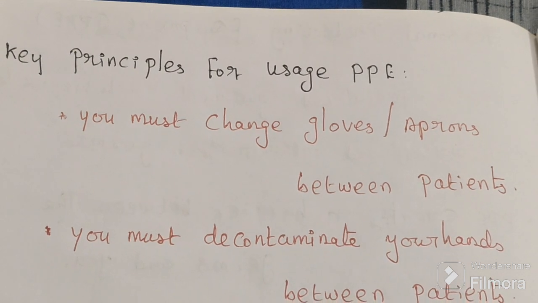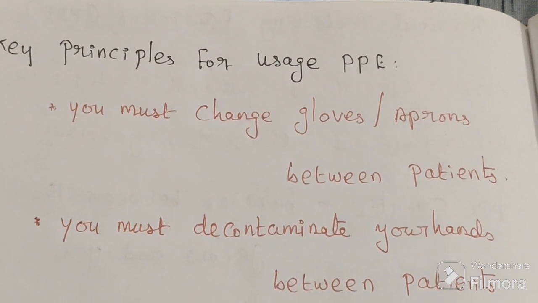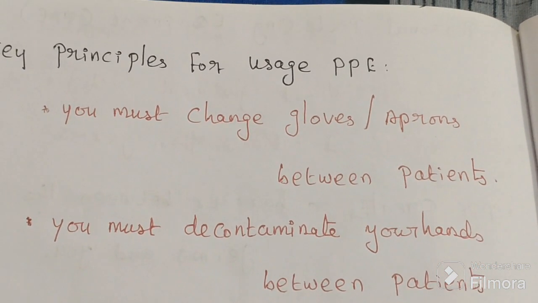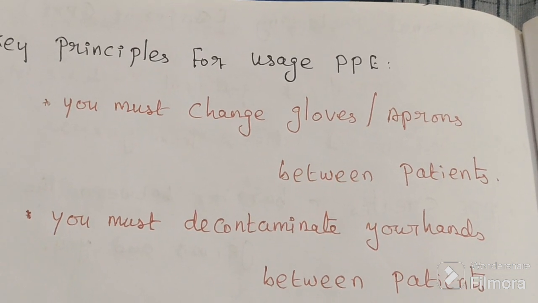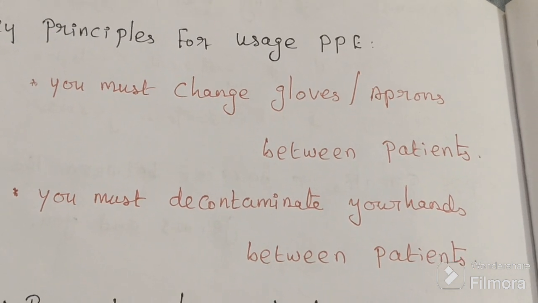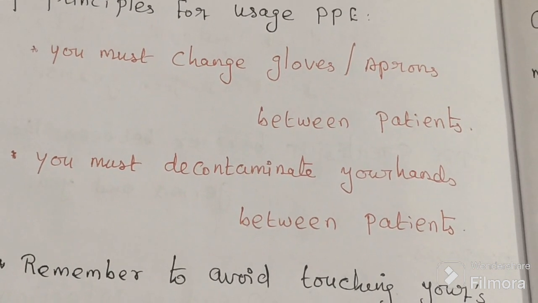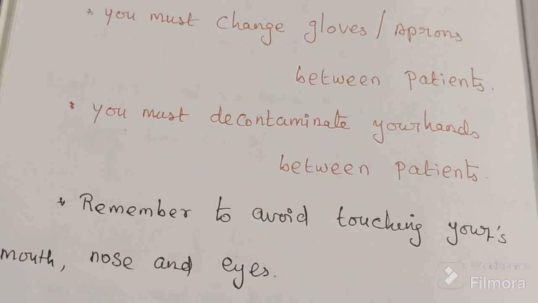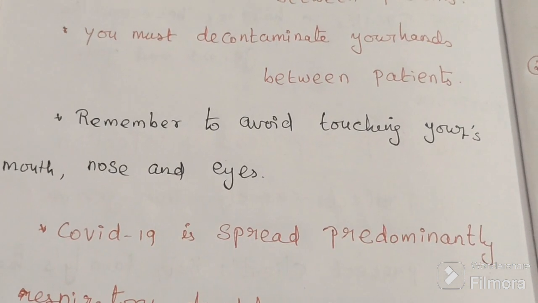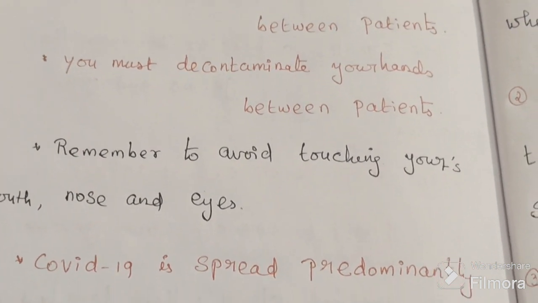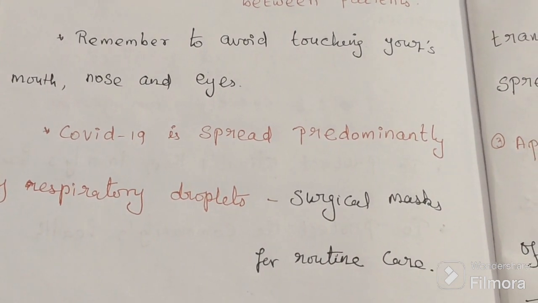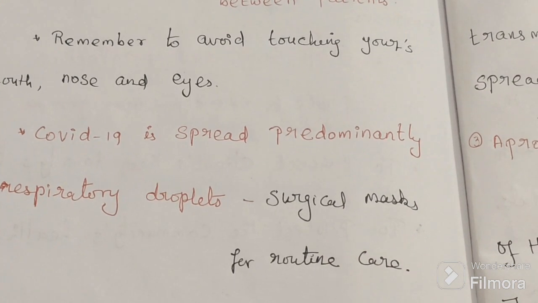What are the key principles for usage of personal protective equipment? We must change gloves or apron between patients. Then you must decontaminate your hands between patients. Then remember to avoid touching our mouth, nose and eyes. COVID-19 spreads predominantly by respiratory droplets, so we can use a surgical mask.